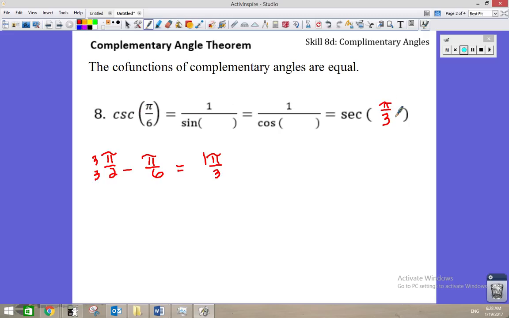So I know that that's going to result to that, but let's go ahead and derive it. Cosecant and sine are reciprocals of each other, so the cosecant of pi over 6 is equivalent to 1 over the sine of pi over 6. Sine and cosine are cofunctions. Pi over 6 and pi over 3 are complementary, and cosine and secant are reciprocals of each other, so we get that answer that we were expecting.